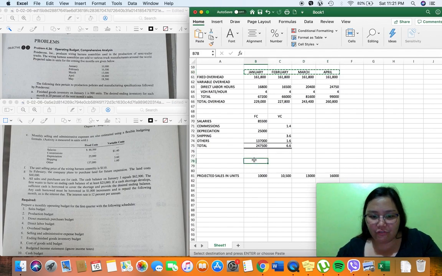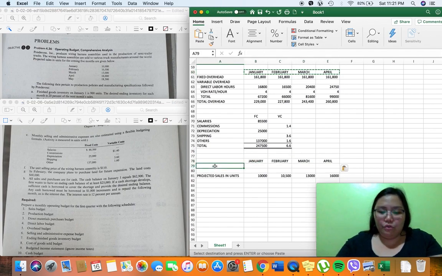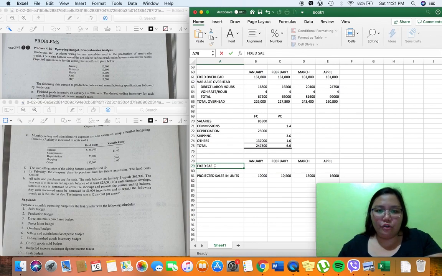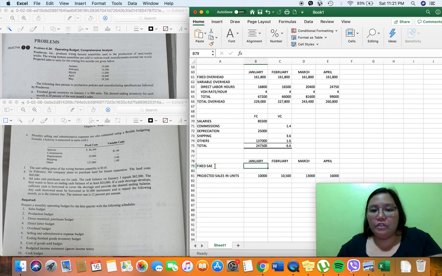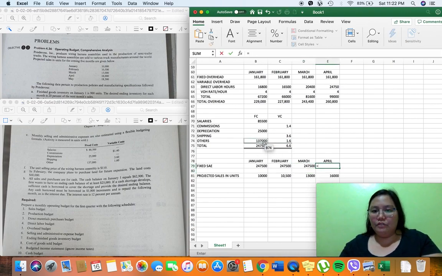Okay. So first we have to consider the fixed portion. So we have the fixed selling and administrative expense. So earlier again, as mentioned, the fixed expenses are constant in total and vary per unit, depending on the number of units we have sold this time. Okay? So we have the same fixed selling and administrative expense for each month.